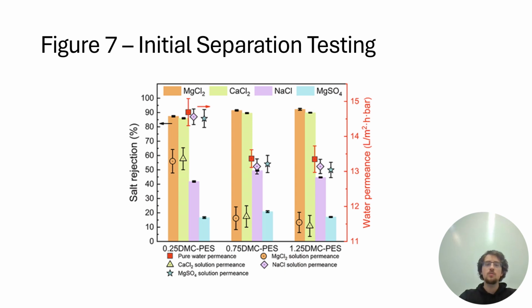The other conclusion that can be taken from this data is that, as was indicated by the graph on the previous slide, the 1.25 DMC PES membrane seems to be the most effective separator. Though on the graph the differences seem minimal, and they are, these are still significant enough for the researchers to conclude that it is more effective than its alternatives in most cases.